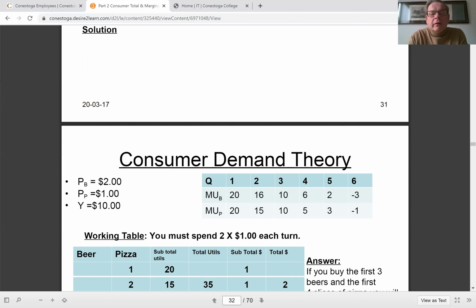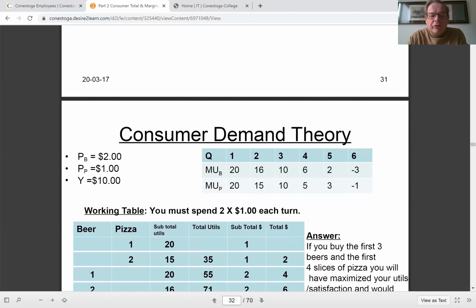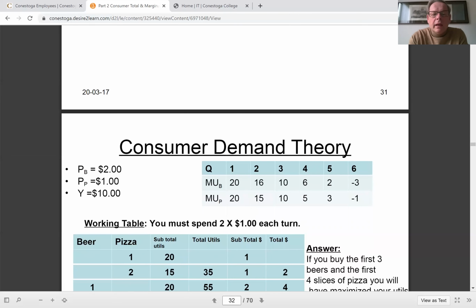Or am I going to spend the $2 on beer, which gives me 20 levels of satisfaction, or 20 utils? The logical choice is I should spend the money on the first beer, which gives me 20 units of satisfaction versus only 15. So my table now is going to record that I'm going to buy the first beer for an additional 20 units of satisfaction. The 20 plus the 35 is going to give me 55 utils in total. I spent $2, now I've spent a total of $4.